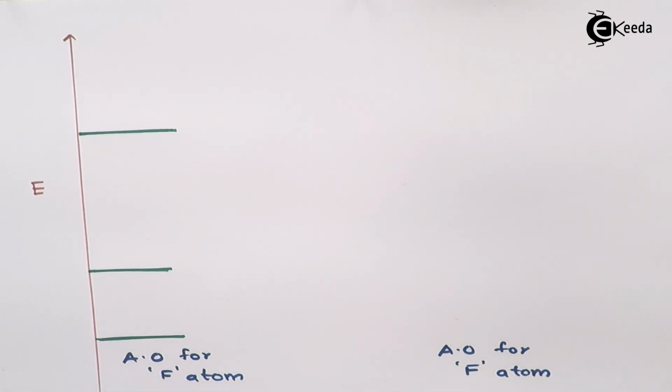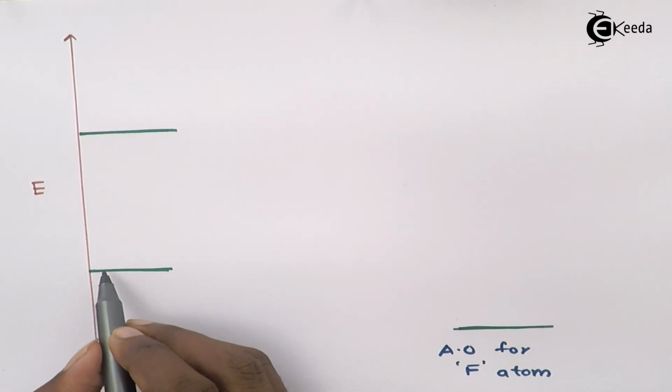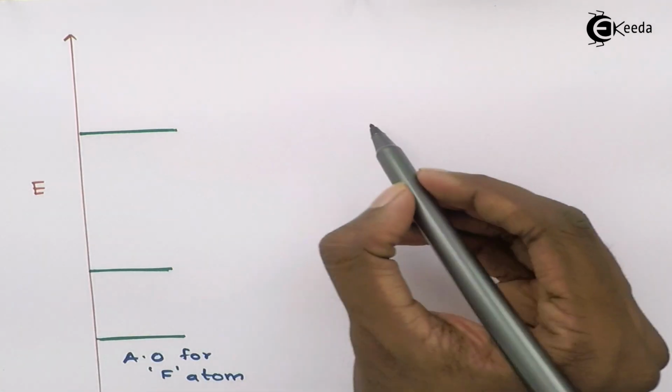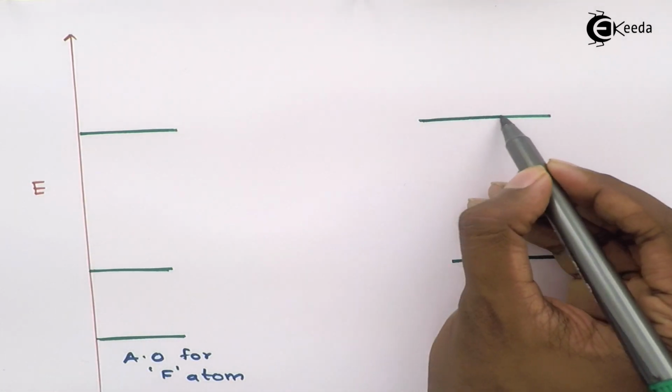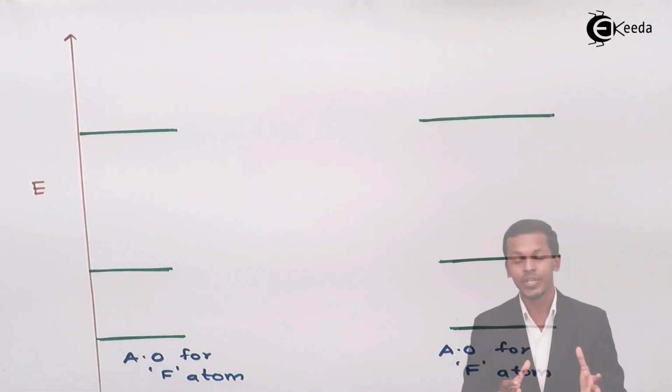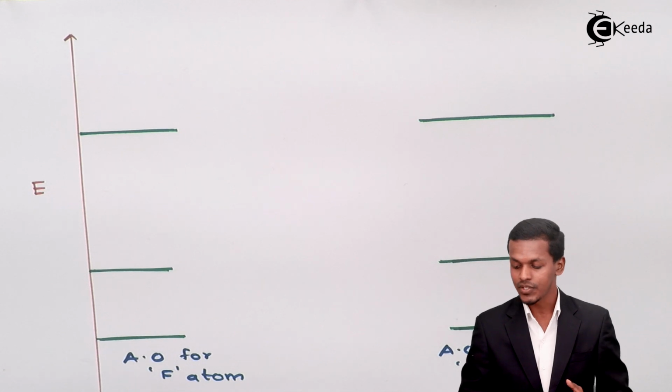Obviously, the energy level would be the same. So similarly, here the energy level would be the same for 1s, 2s, and this is for 2p. So this is a rough diagram that I have drawn just to indicate that these are the energy levels. Now let us fill in the atomic orbitals for the fluorine atom.